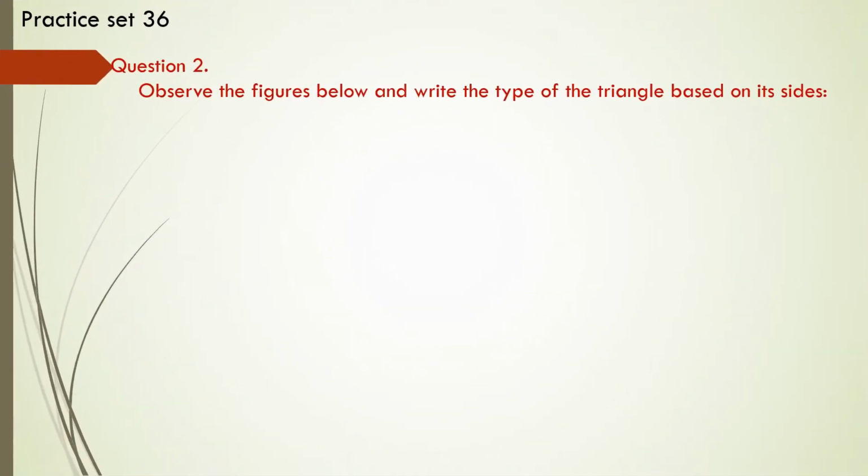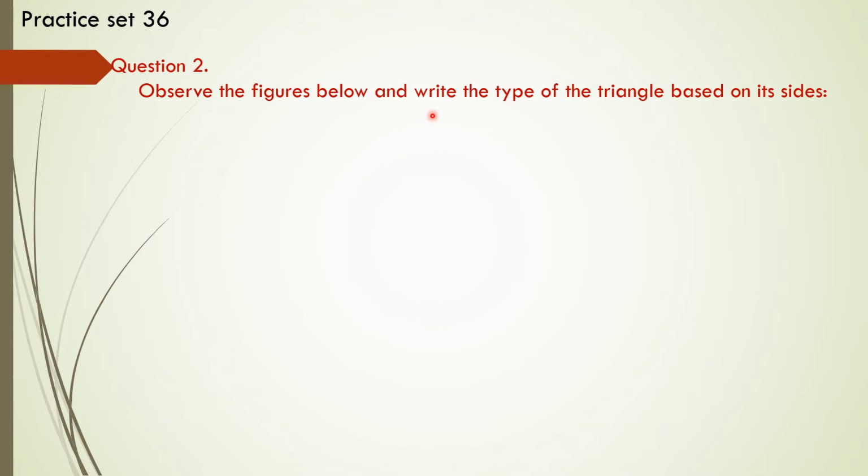Question number 2. Observe the figures below and write the types of the triangles based on its sides. Now you have already learned the types of triangles based on its sides. First, a triangle with all three sides equal is called an equilateral triangle. Second, a triangle with two sides equal is called an isosceles triangle. Third, a triangle with no two sides equal is called a scalene triangle.